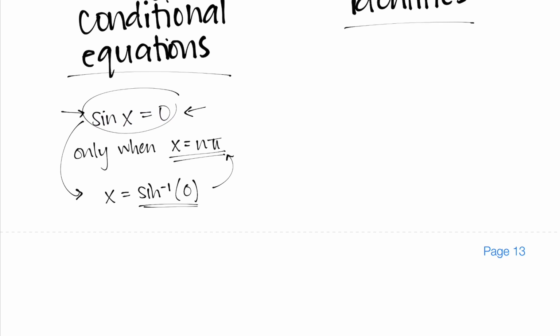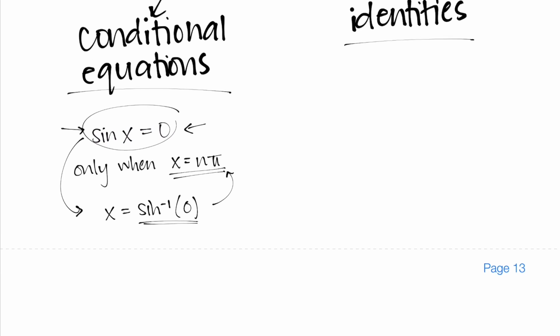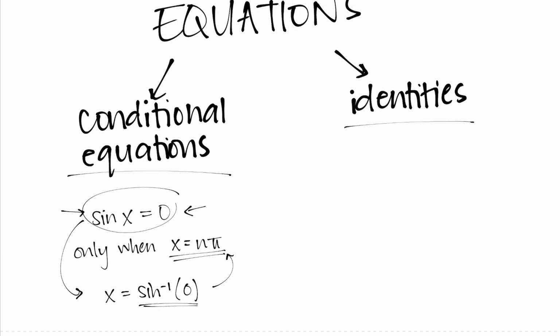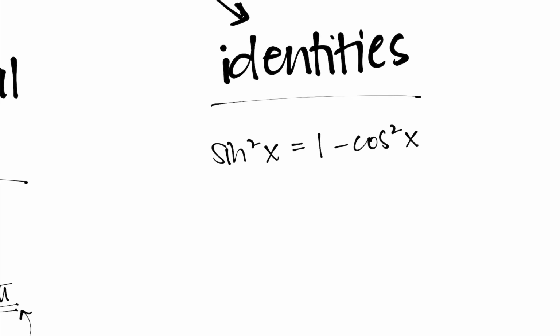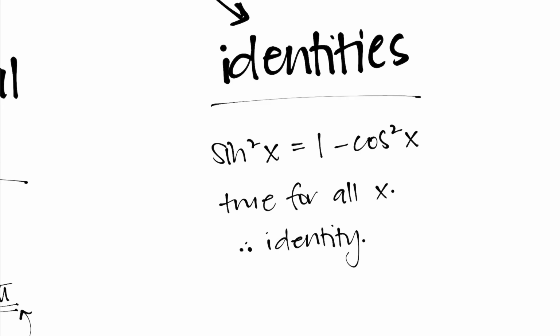Identities, on the other hand, would be equations, once again, but the interesting thing about how identities work is that you have an equation that says something like this, where sine squared x is equal to 1 minus cosine squared x. Now, this is an example of an identity because this statement is true for all x values. So if this is going to be true for all x values, then we can consider this an identity as a result of that statement. And we're basically going to be dealing with equations that look like this in the section that we're focusing on today.